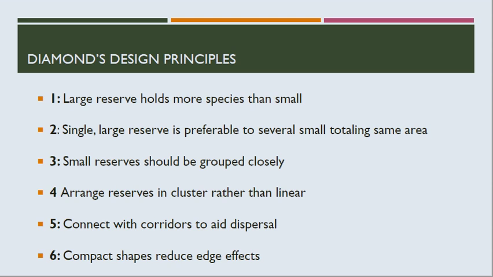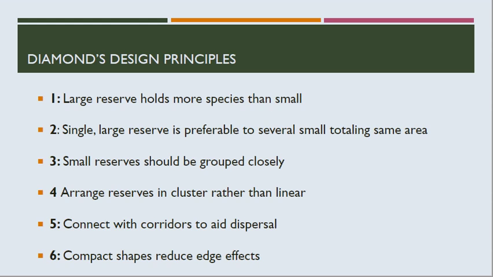If you must have small reserves, they should be grouped closely together. And the reserves should be in a cluster rather than linear, and they should be connected with corridors to aid dispersal. There are also compact shapes, not irregular shapes, to reduce edge effects. So these were design principles which were proposed with the idea that ecology should play a role in the design of reserves, and that makes sense.